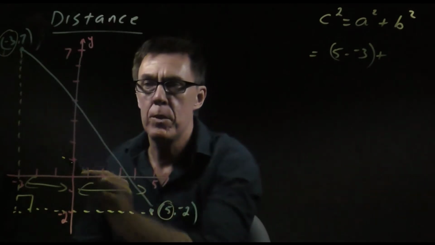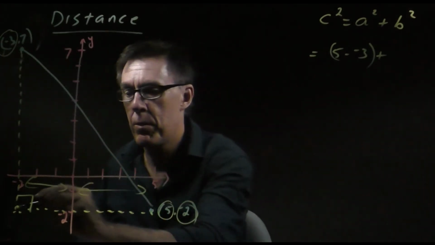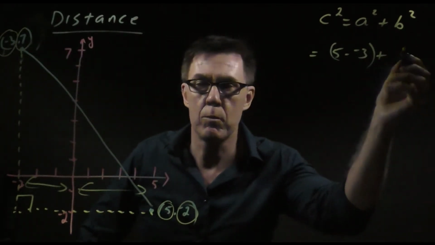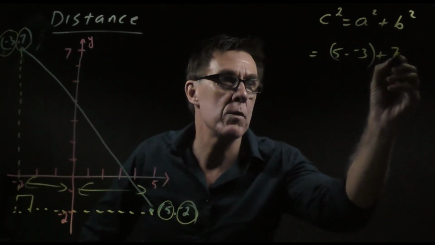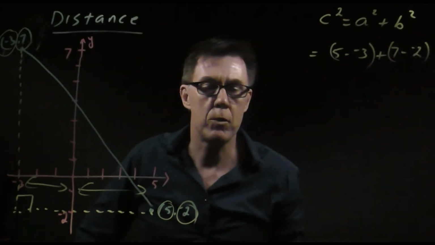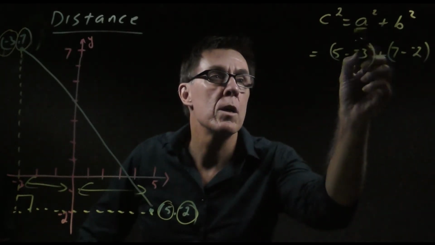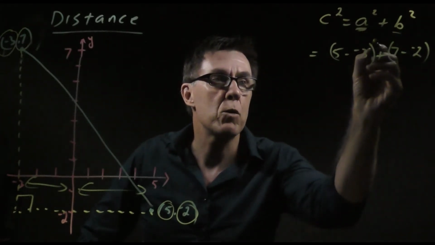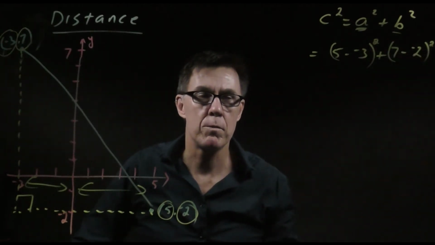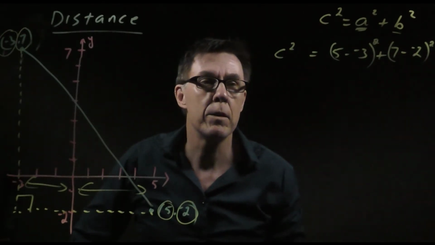For the y direction, it's travelling from down as low as -2 up to a height of +7. So we're going to go 7 take away -2, and that will give me those two particular distances. But because the a and the b value have to be squared, square those. So hypotenuse squared is going to be that.